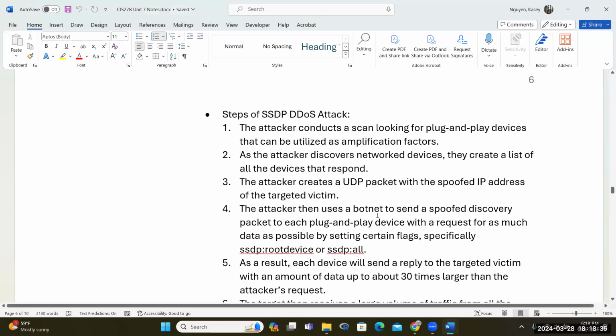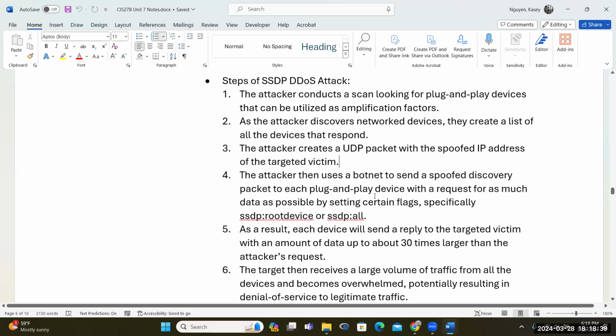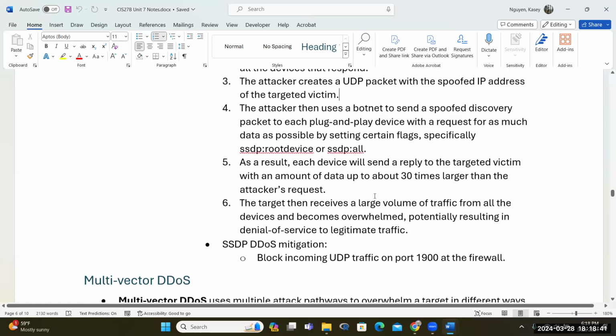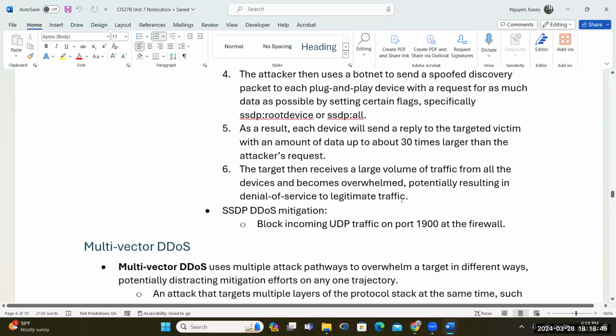I borrowed this from one of the cloud security companies because their stuff is pretty good. It's up to date and it's adequate. So I pulled the steps down from one of the cloud companies.